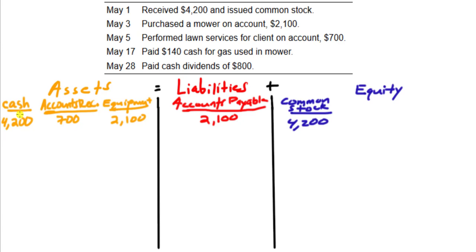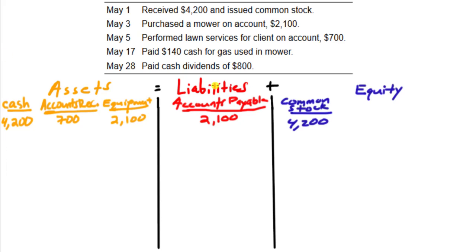Okay, now where did this asset come from? Did we borrow it? No. Did someone external to the company give it to us in exchange for ownership shares in the company? No. We performed our service. We ran our business. It's associated with running the business. So this is in that retained earnings section of equity. In retained earnings you have revenue, expenses, and dividends. This is under the revenue category.